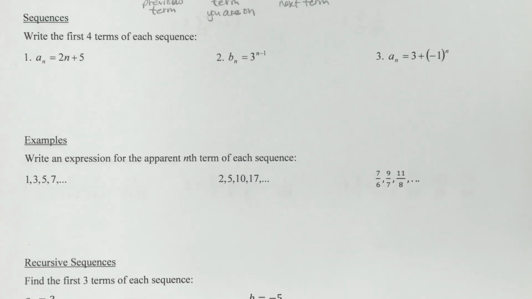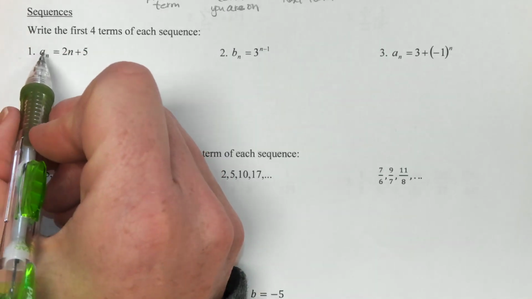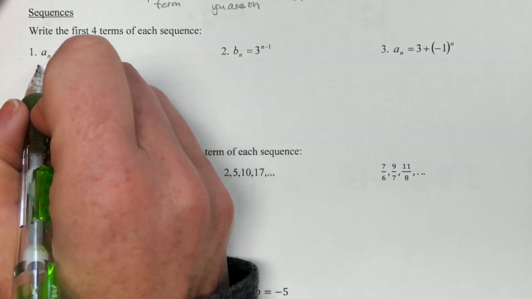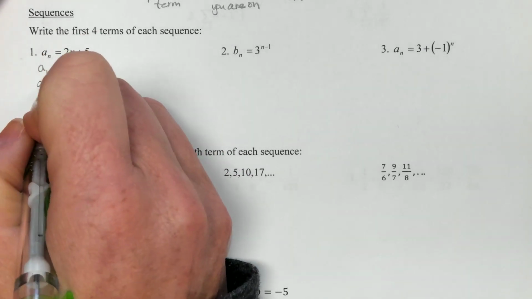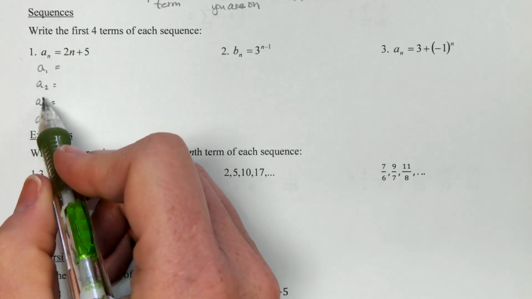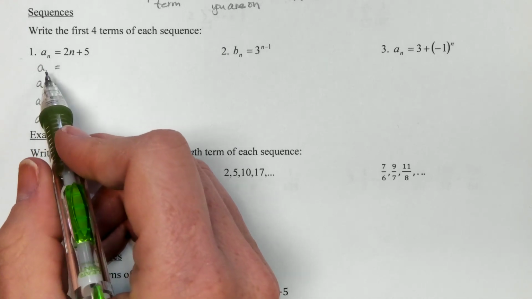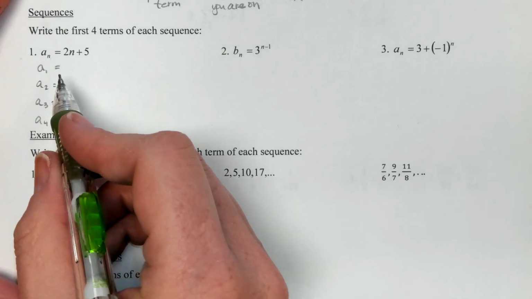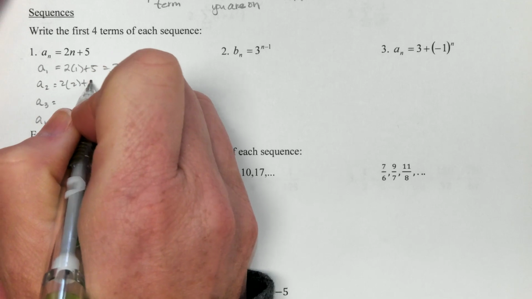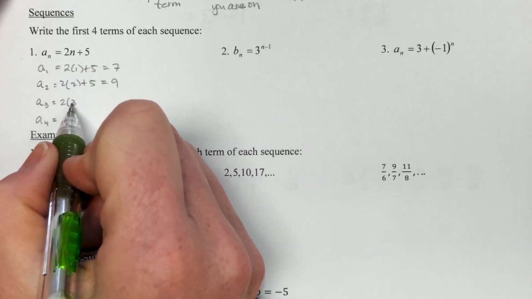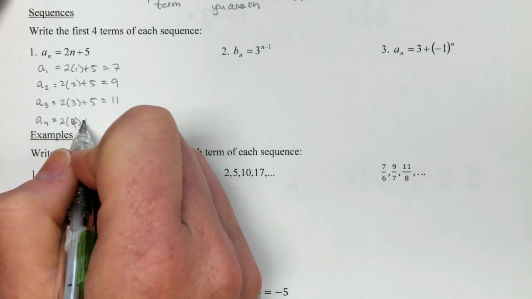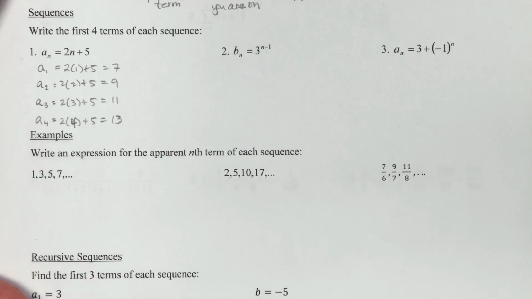The first one says write the first 4 terms of the sequence, and the sequence is denoted by a sub n. So all we're going to do is find the first 4 terms. That means I'm going to plug in a 1, a 2, a 3, and a 4. That subscript is telling me what I'm going to be doing each time. So 2 times 1 plus 5, 2 times 2 plus 5, 2 times 3 plus 5, you probably already see the pattern. Times 4 plus 5 is 13.